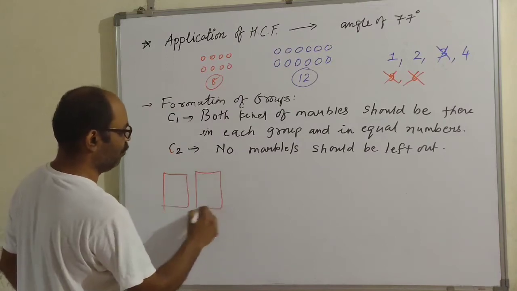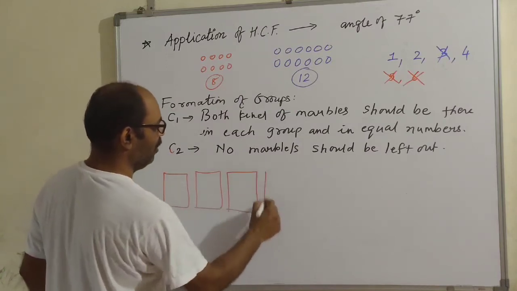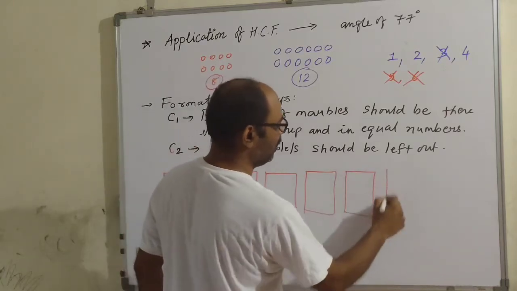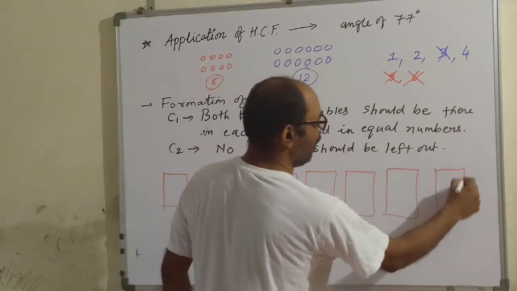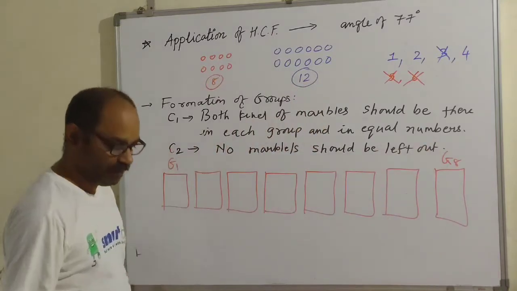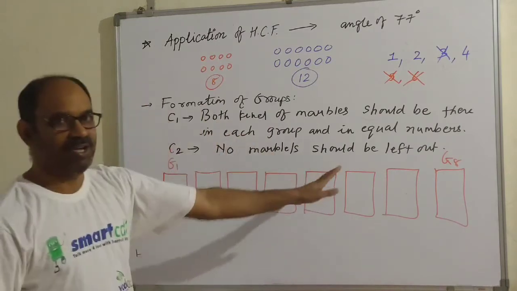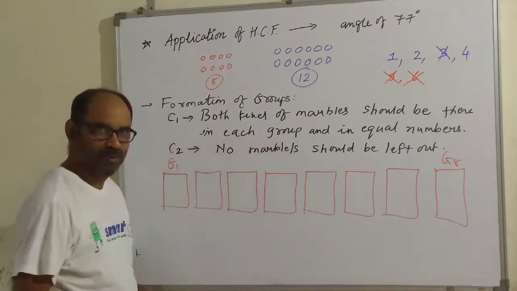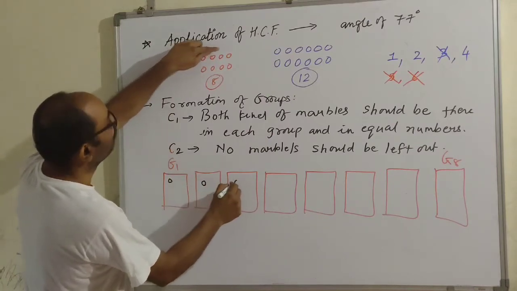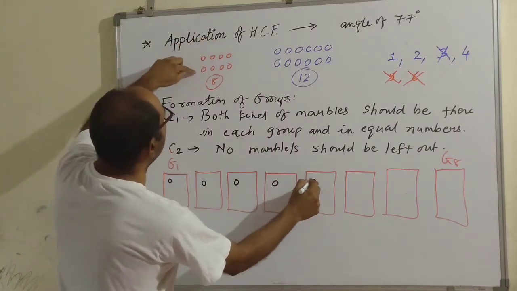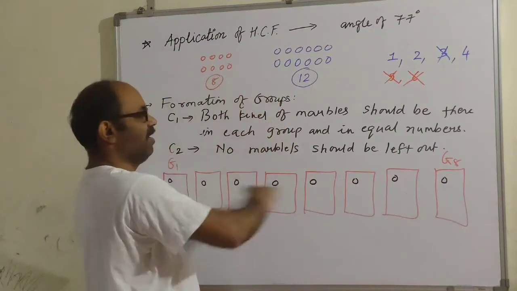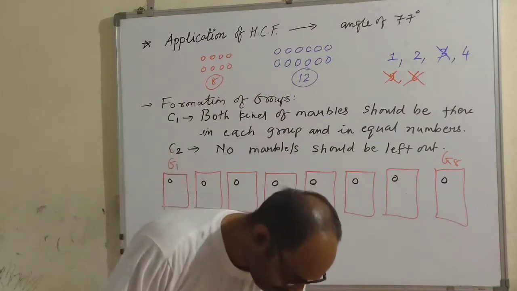1, 2, 3, 4, 5, 6, 7, and 8. This is group number 8. This is group number 1. I'm just saving time, so I'm not writing or labeling every group. 1, 2, 3, 4, 5, 6, 7, and 8. All red marbles are allotted there.